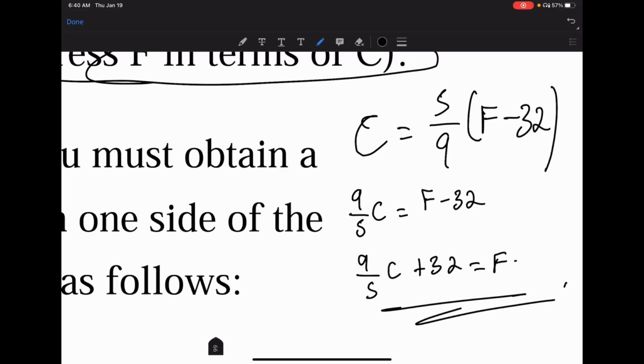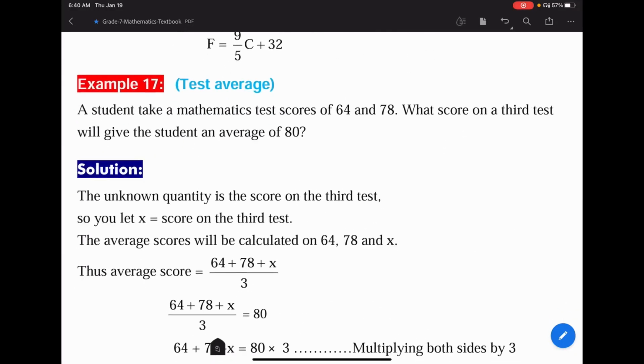We have expressed F in terms of C. Done. Now let's try the second example.